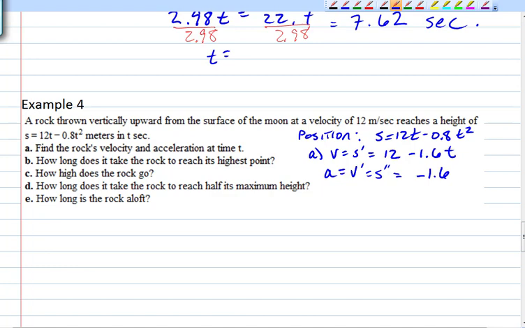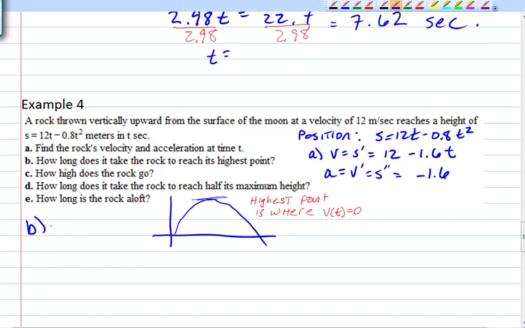B says, how long does it take the rock to reach its highest point? How are we going to figure that out? If we toss a rock on the moon, no matter where it is, it follows a trajectory like so, right? Its highest point is going to be right here, isn't it? Where we have a horizontal tangent. So the highest point is where the velocity is equal to 0. Well, the velocity is the derivative of the position function. So in order to answer B, we need to take the velocity function and set it equal to what?